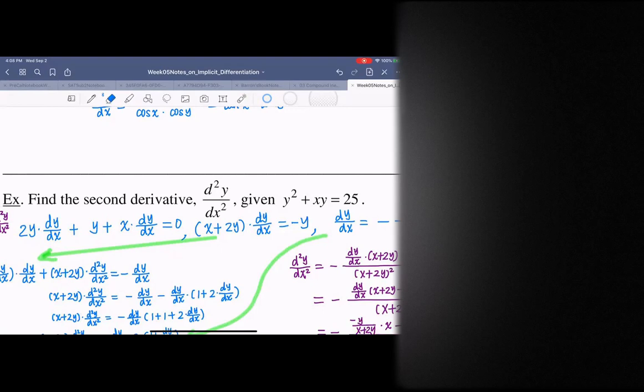For calculus AB, they don't have so high requirement for the students. For calculus BC, you need to be able to do this thing, okay?